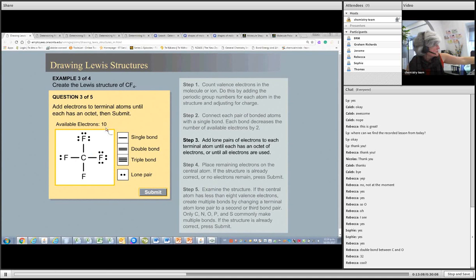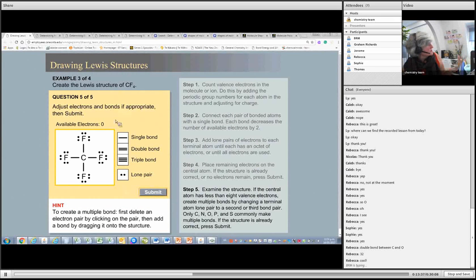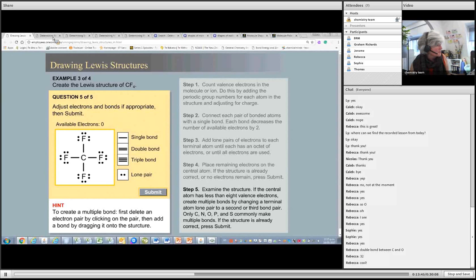So notice how every time I put a pair of electrons on there, that number drops and it tells me how many I've got left. Whoops, daisy. Now I've got 0 left. And then you can say, okay, place any remaining electrons. I don't have any remaining electrons, so I can't put anything on there, and it's the next one. Okay. So you can use that and try that out. Okay, so let me go back to this one again.